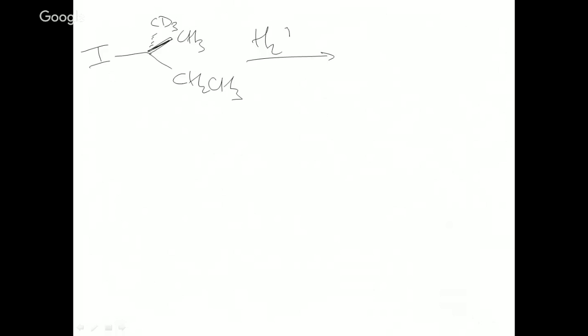And again, this is a tertiary alkyl iodide. It cannot undergo SN2, so it's going to be SN1. And this is a very weak nucleophile. We're going to talk about nucleophile strength. We get two products.